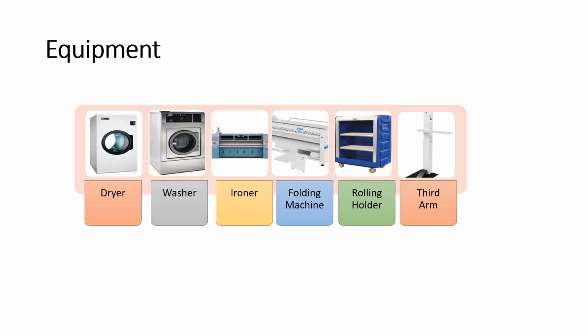And lastly, rolling or holding equipment. This is equipment that's used to clean linen, to store linen and transport it to the storage area. So that is the rolling holder that you see in the photo below.